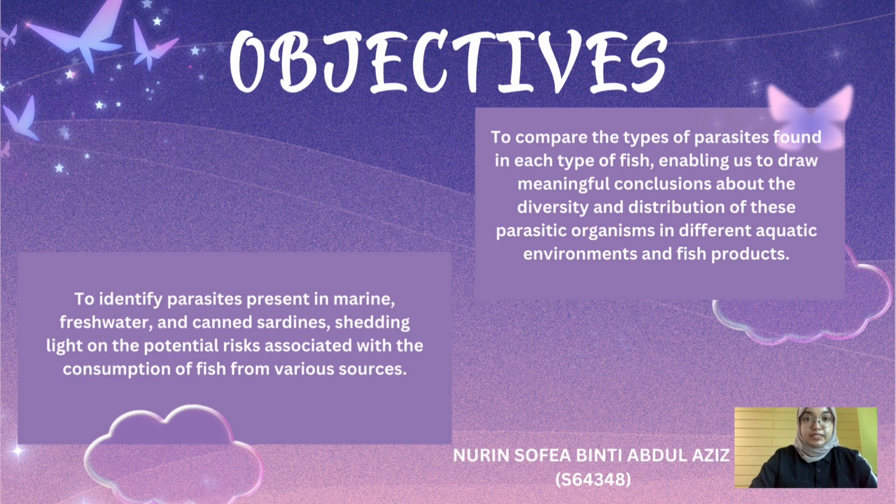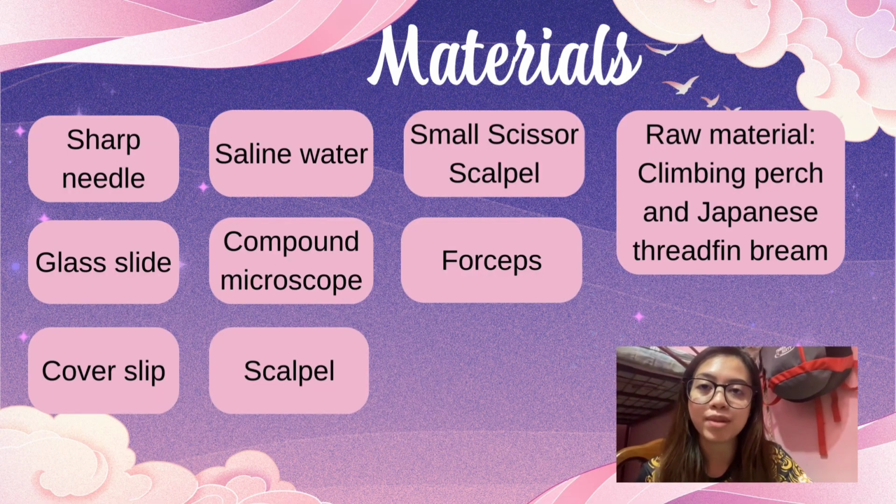There are two objectives. The first is to compare the types of parasites found in each type of fish. The second is to identify parasites present in marine, freshwater, or canned sardines, which will shed light on the potential risks associated with the consumption of fish from various sources. Next, I will be explaining the materials and methods used in this lab.